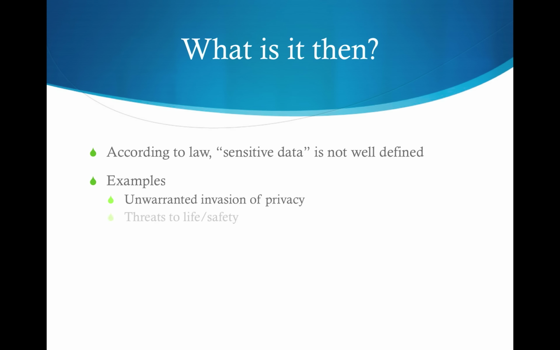Data that would present a threat to life or safety if we released it. This is another case where there is some guidance given by the state. For example, we're not to make building floor plans available publicly. But in other cases, we need to exercise judgment before releasing data that might fit in this category.